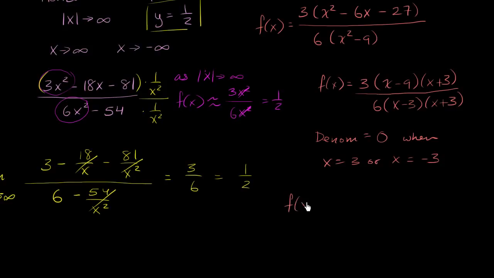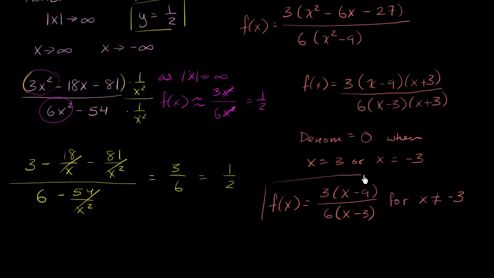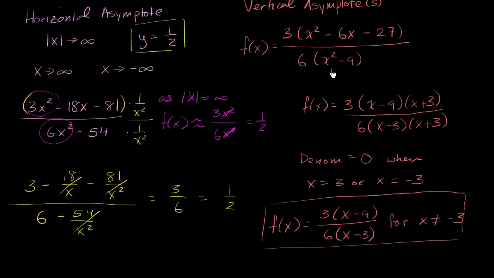So this exact same function is going to be, if we divide the numerator and denominator by x plus 3, 3 times x minus 9 over 6 times x minus 3 for x does not equal negative 3. Notice, this is an identical definition to our original function. And I have to put this qualifier, for x does not equal negative 3, because our original function is undefined at x equals negative 3. X equals negative 3 is not a part of the domain of our original function.